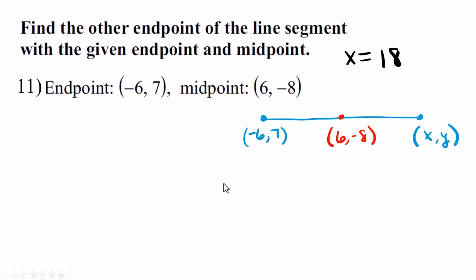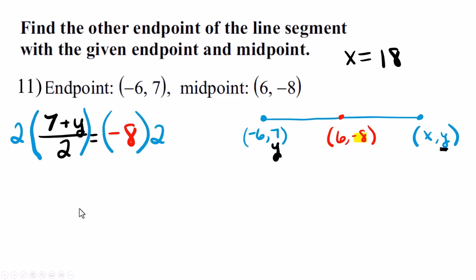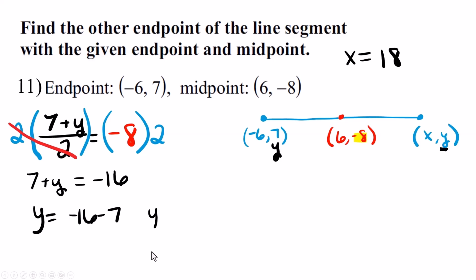All right, let's do the y's. So one of my y's is 7. The other one is just y. But when I put those together and split them in half, it's supposed to be -8. So (7 + y) / 2 is -8. Multiply both sides by 2, just like the last time, because we're always dividing by 2 when you're working with a midpoint. And then that cancels. We get 7 + y = -16. Now I'm going to subtract 7 from the -16, and my y is going to be -23.